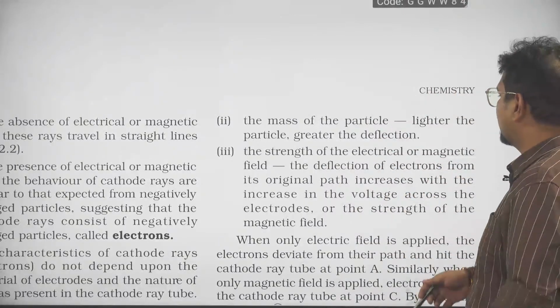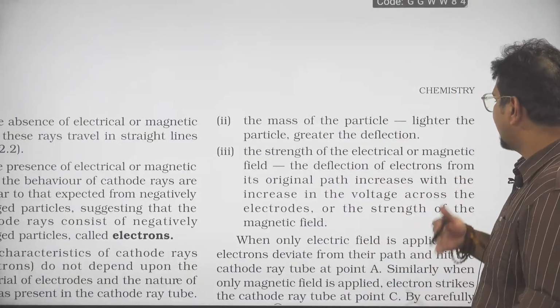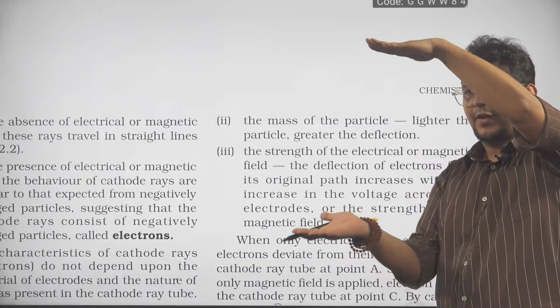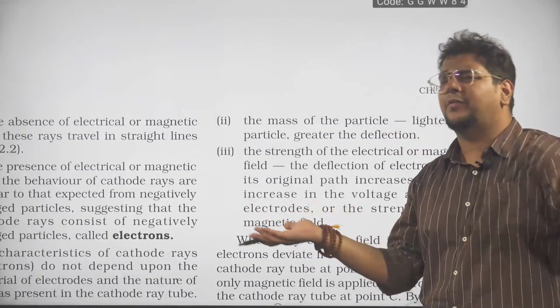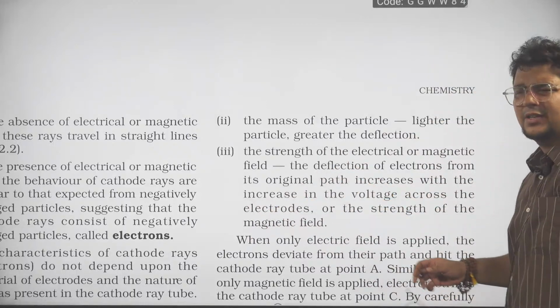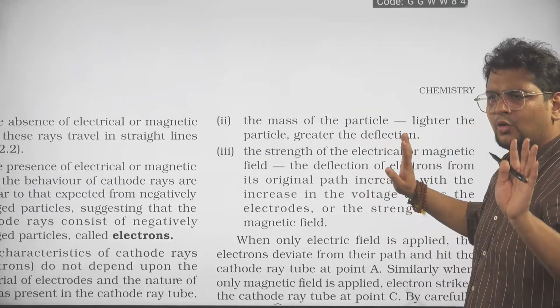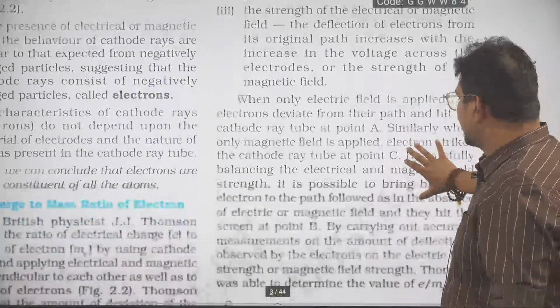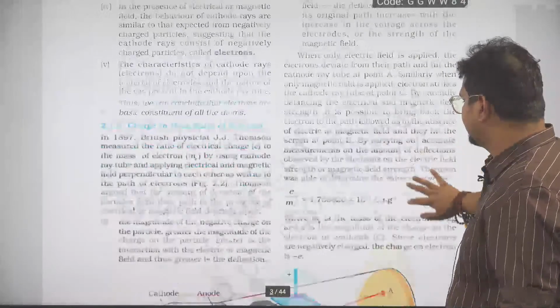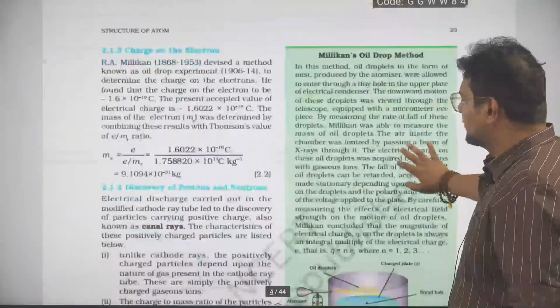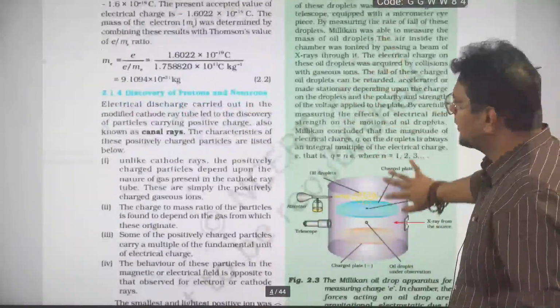The deflection of the electron from its original path increases with increase in the voltage. If I give more voltage of the external field, more deflection. Less voltage, less deflection. Say bhai, all these 3 points are clear to you, given in the notebook already. Clear hai bhai? Then, this I will tell you later.